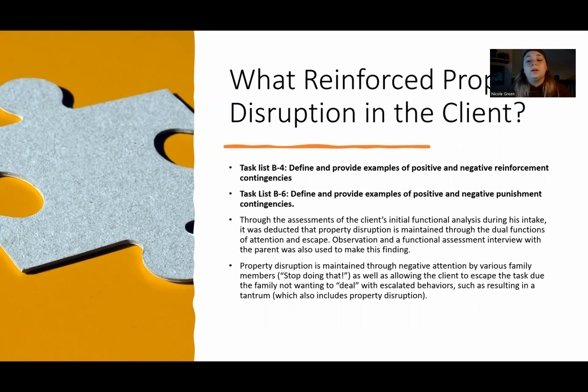Observation and a functional assessment interview with the parent were also used to make this finding. Property disruption is maintained through negative attention by various family members, examples being "stop doing that," as well as allowing the client to escape the task due to the family not wanting to deal with escalated behaviors, such as a tantrum, which also includes the targeted behavior of property disruption.